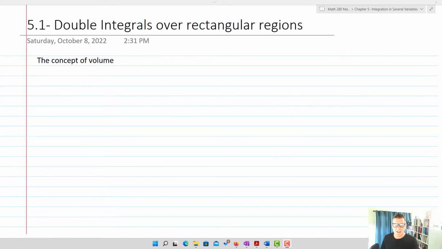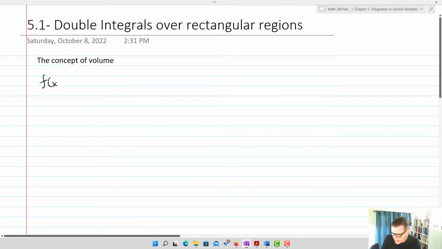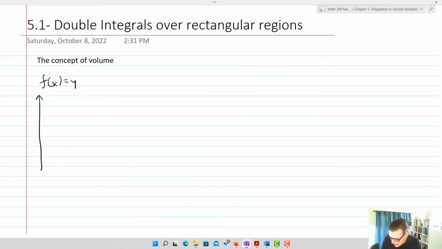Essentially, a double integral is us finding the volume over a region for a particular curve of two variables. So let's talk about this concept of volume. Let me start out with f of x equals y, and we're going to look at that two-dimensional example. And here's our y-axis.